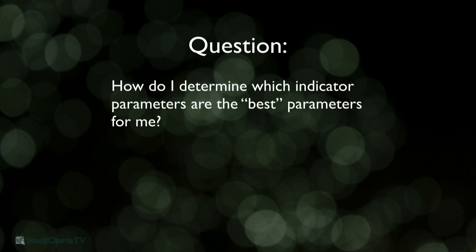All right, so this is a question we get a lot in customer support. It's a question I have myself. It's a pretty normal and natural question. Once people get the mechanics of how to add overlays, they're faced with a quandary: what are the best parameters I should use for this particular indicator, this particular overlay, this particular technical indicator, and so on and so forth? There's got to be some best parameters, right?